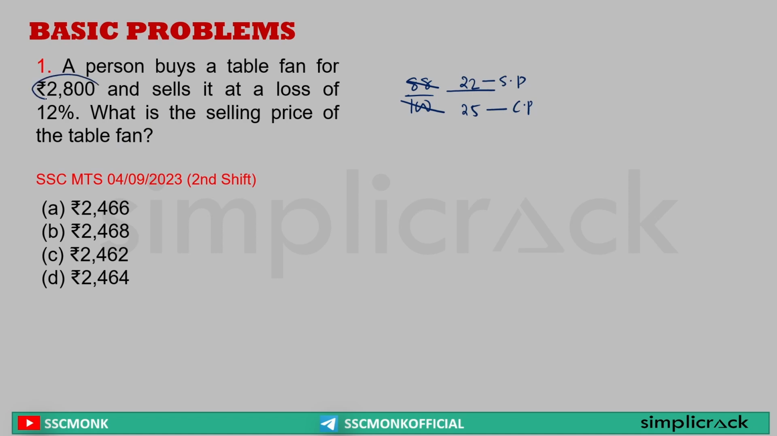It is asking what is the selling price of the table fan. The customer bought it at 2800, that means the cost price is equal to 2800. So the selling price will be 2800 divided by 25 into 22. 25 fours are 100, 8 fours are 32. Unit digit: 2 into 2 is equal to 4, so the last digit should be 4. So the answer will be option D because it has only unit digit 4. Clear? Got it?